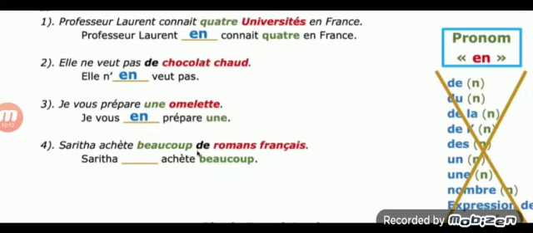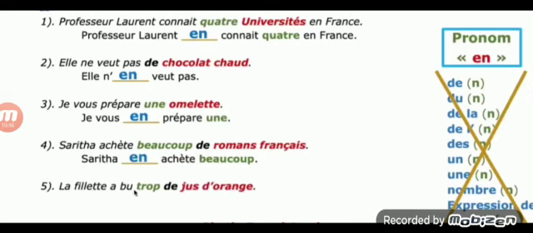Same way, fourth sentence, after beaucoup, de, then noun. So de and the noun are replaced by the pronoun en. The expression of quantity beaucoup you have to write as it is. So the answer: Sarita en achète beaucoup. Sarita buys a lot, many or a lot. Okay, fifth sentence.